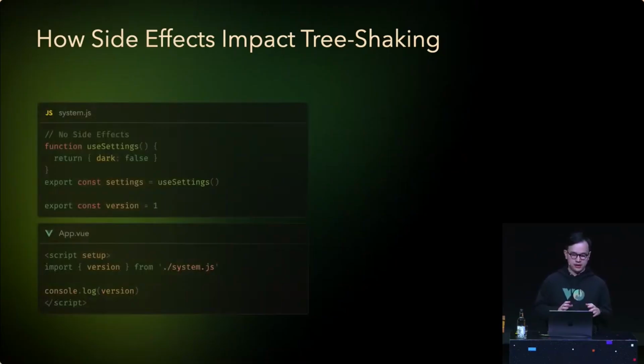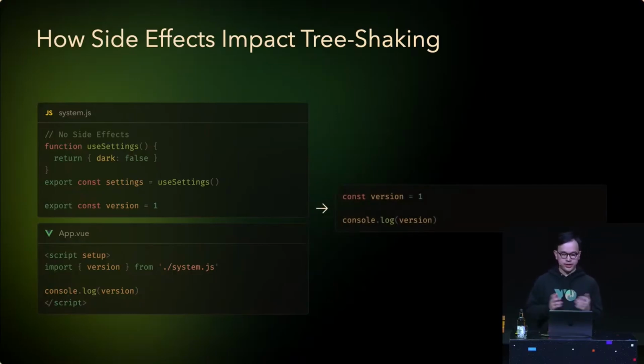In the no side effect version, system.js has two exports, useSettings and version. In our app, we only import version. We can see only version is bundled. Great, since useSettings is not imported and used here, right? So the useSettings function is tree shaken correctly.